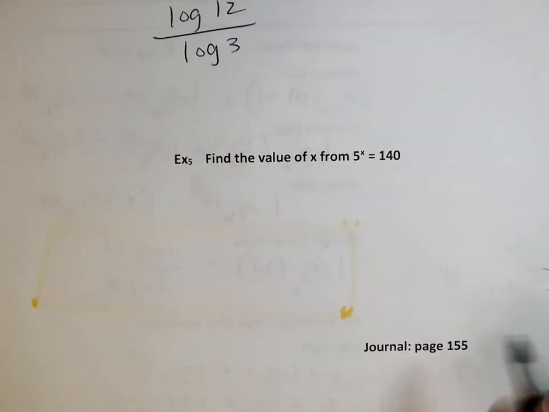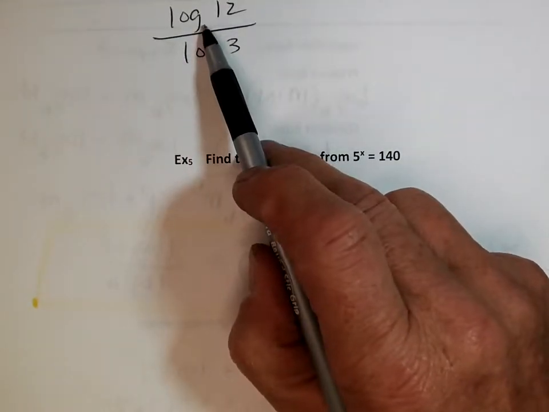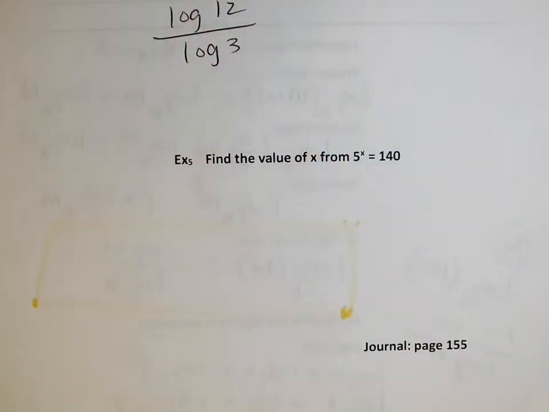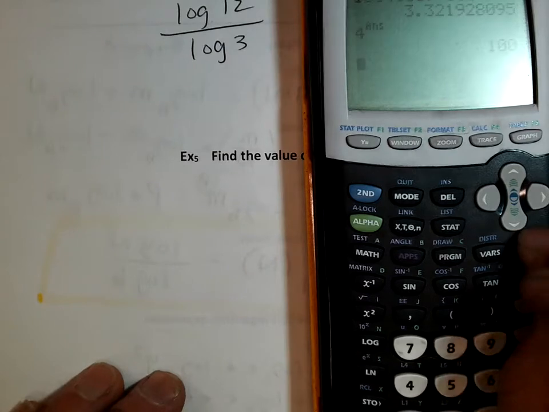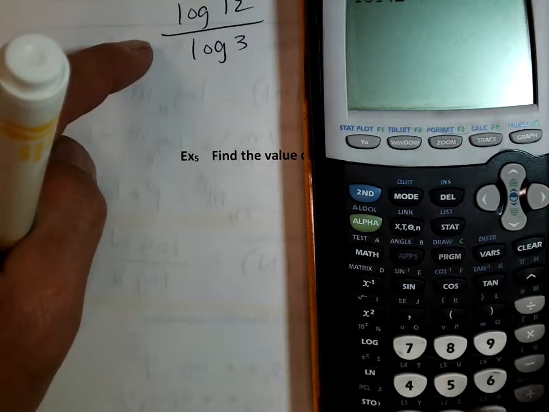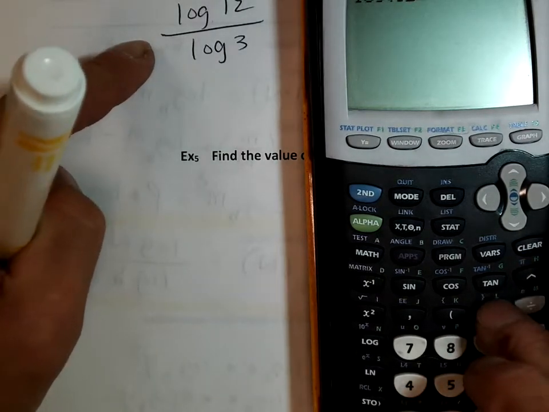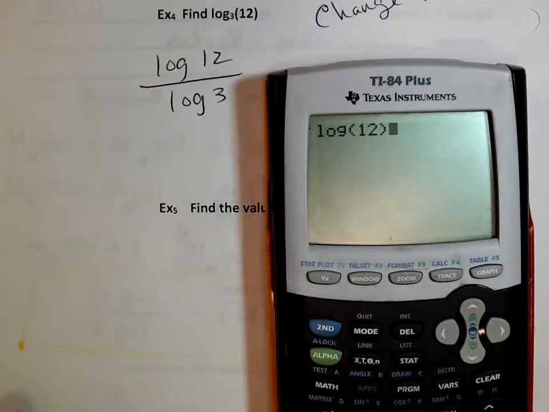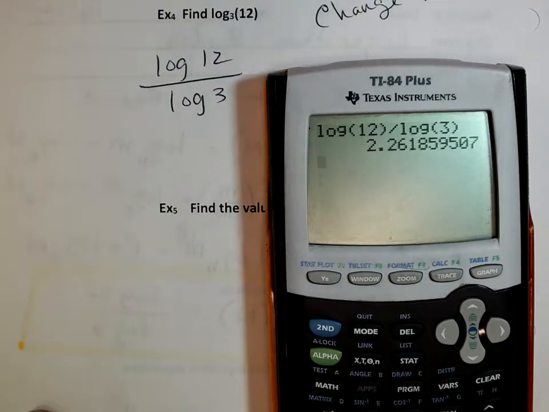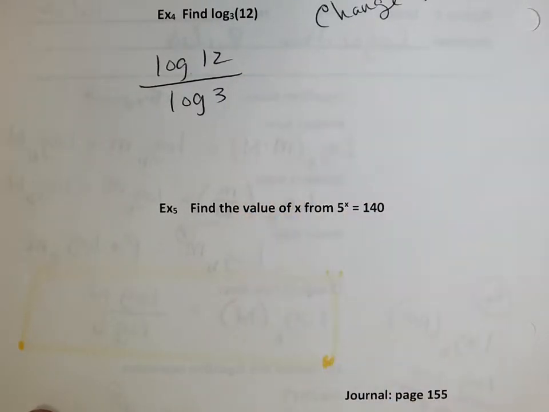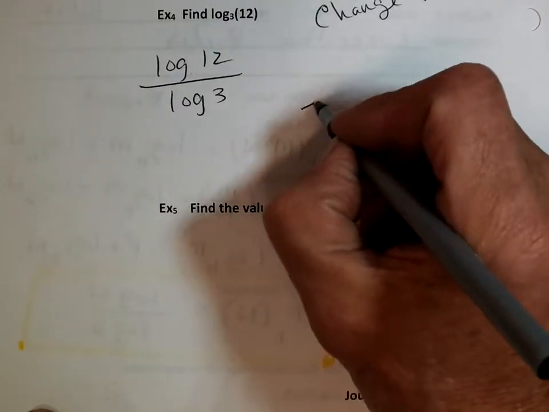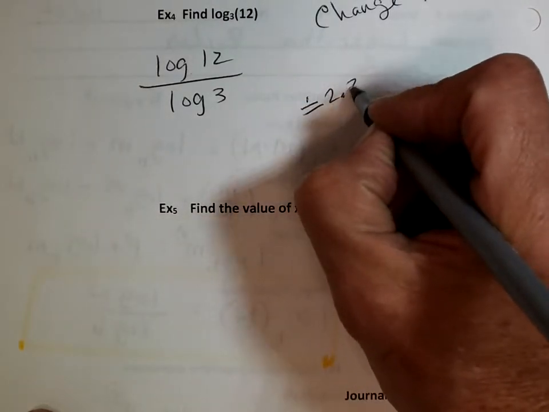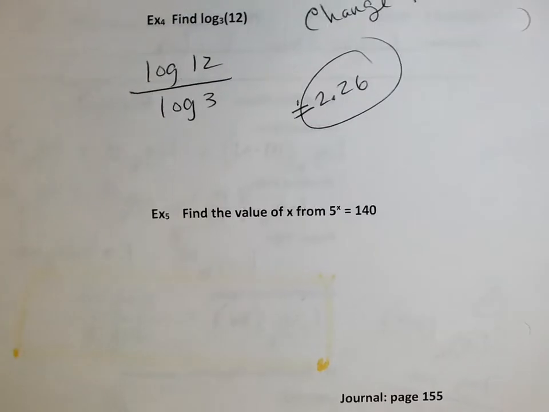Now, what's the base in this problem? 10, right? The cool part about base 10 is then we can use our calculator, right? So I'm just going to take my calculator. I'm going to go log 12, close the parentheses. You have to close parentheses, otherwise it messes up the answer, okay? Divided by log 3, okay? And I get an answer of about 2.26. Isn't this easy? 2.26. Okay, last problem. Here we go.